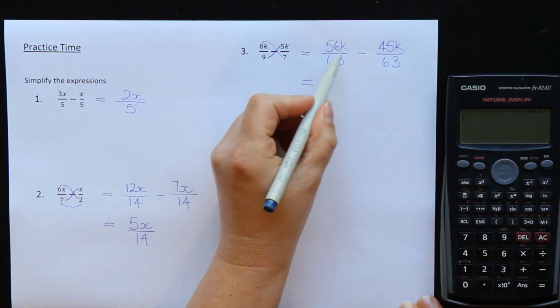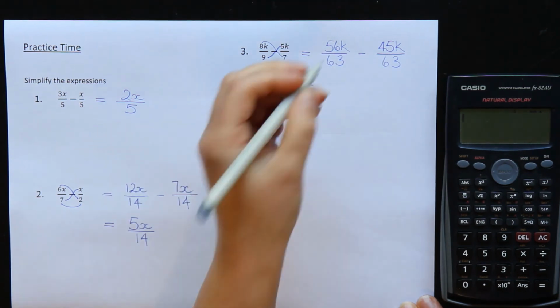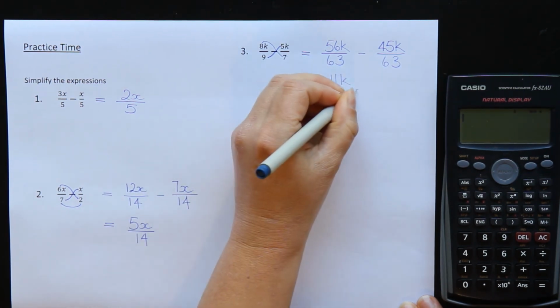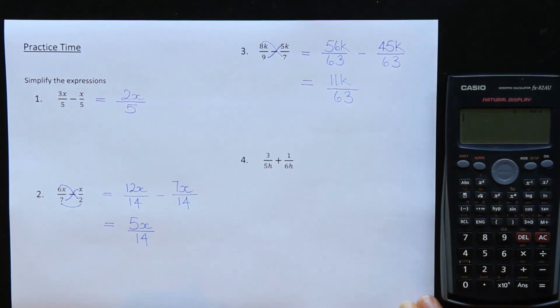So now I can subtract across the top. 56 minus 45 is 11k over the 63. And one more to go.